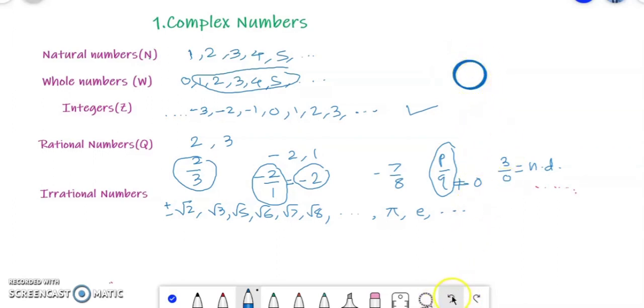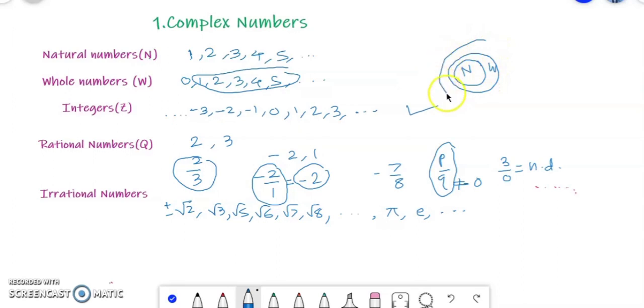Suppose this is the set of natural numbers N. Then the whole number set is a superset of natural numbers. This set W is the set of whole numbers. Every natural number is a whole number, and the extra number 0 is there.